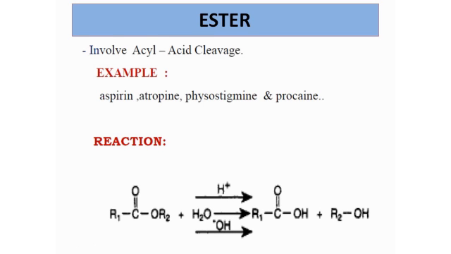We all know what an ester is, right? This ester cleavage involves the acyl group and acid cleavage. In the hydrolysis, the cleavage will take place between the acyl group and the acid, right? For example, it takes place in aspirin, atropine, physostigmine and procaine. So this is an ester. Now cleavage will take place here. When the cleavage takes place here, we are going to get one acidic group and one alcoholic group. So the ester bond may get broken by the hydrolysis reaction.